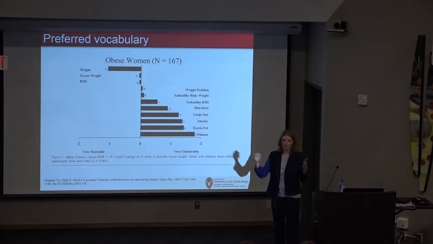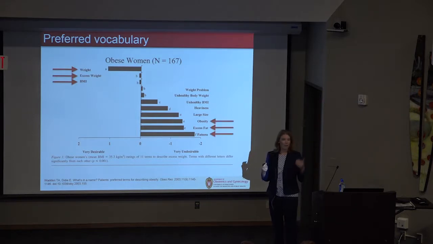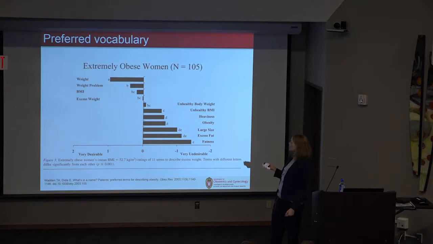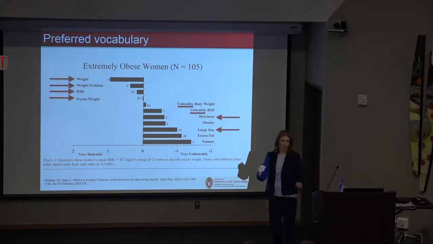Across the board, in different studies, women in particular also like weight, excess weight, BMI. There are many studies on this that show similar trends, with some not liking terms like heaviness, large size. However, extremely obese women also don't particularly like the terms excess weight, heaviness, large size. And they uniquely don't like the term unhealthy body weight or unhealthy BMI, because a couple slides ago, the term unhealthy was thought to be positive. And so it does vary a little bit.